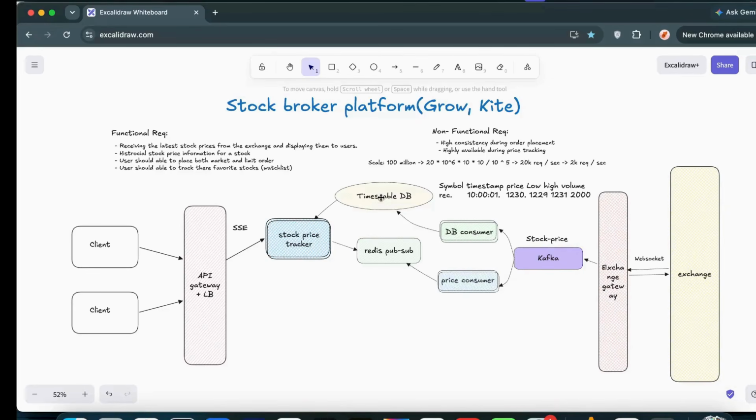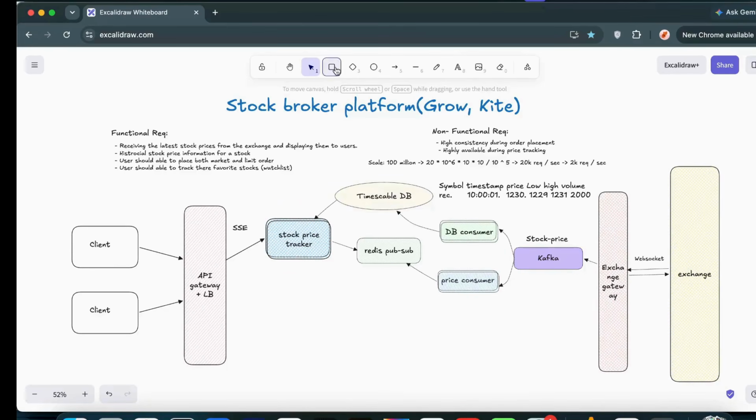First is a DB consumer, which feeds the data into the database, and then there is a price consumer which consumes the data and feeds it into the Redis pub/sub. So that is the flow for the stock price tracker to get the latest stock prices all the way to the clients. Next, clients will keep maintaining their watch lists, right?